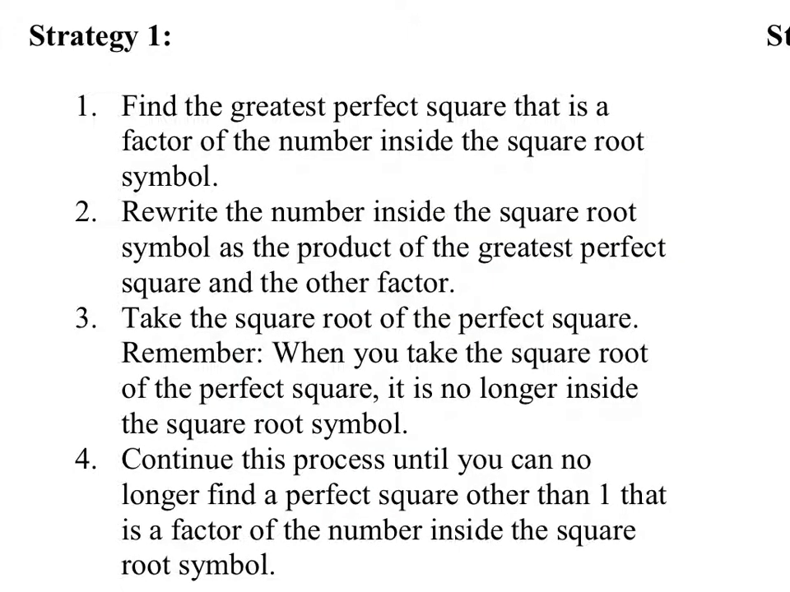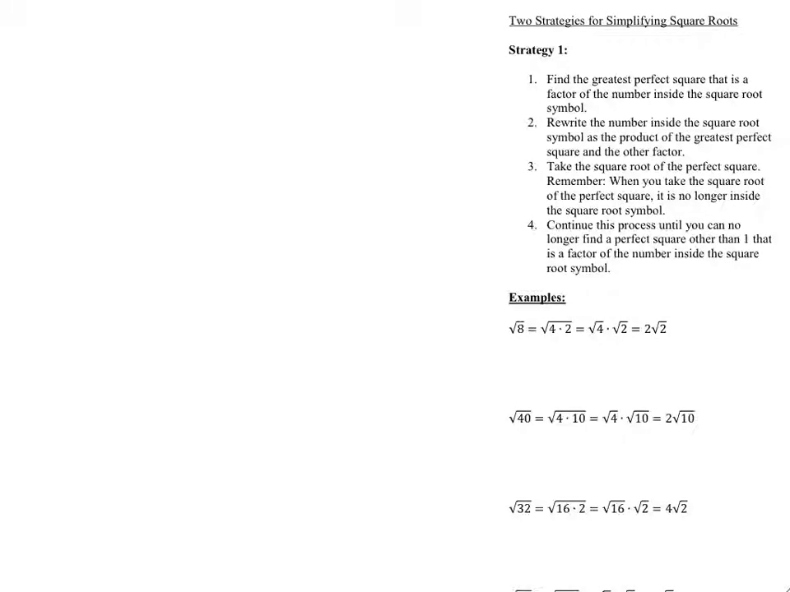That was all explanation. This is where we get into the actual strategy. Find the greatest perfect square that is a factor of the number inside the square root symbol. This is the first thing that we would do. Rewrite the number inside the square root symbol as the product of the greatest perfect square and the other factor. Then we take the square root of that perfect square, and that really is just a number outside of the square root now. And then we'll keep doing this process until we can find no perfect squares. That's okay. We kind of intend for that to make no sense because we haven't done it yet. But hopefully this will help us figure out how to do these.